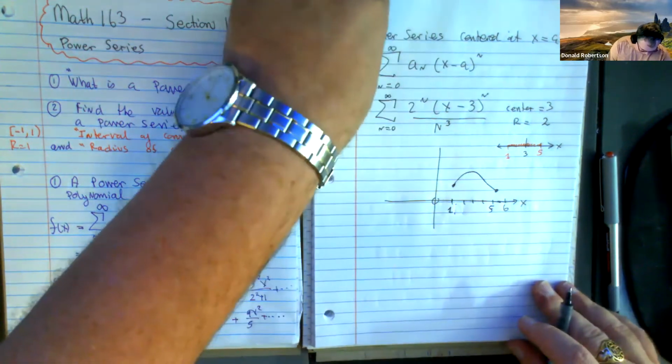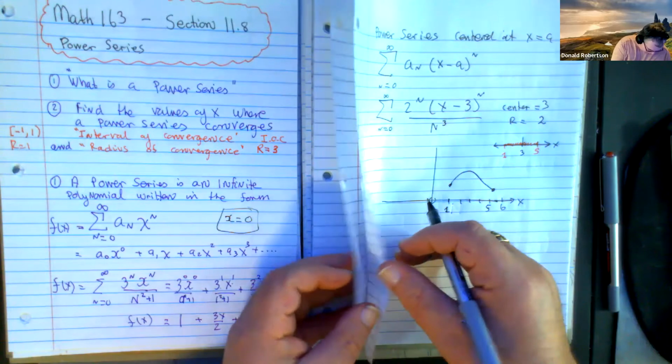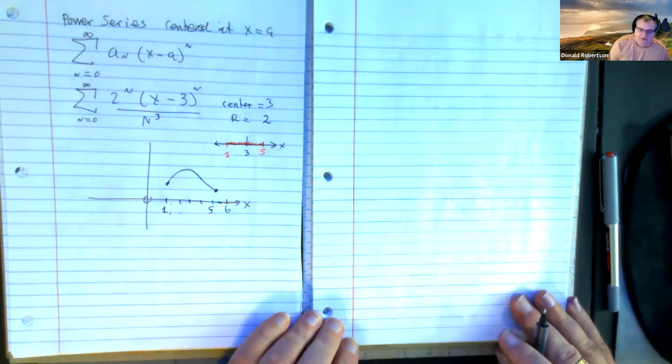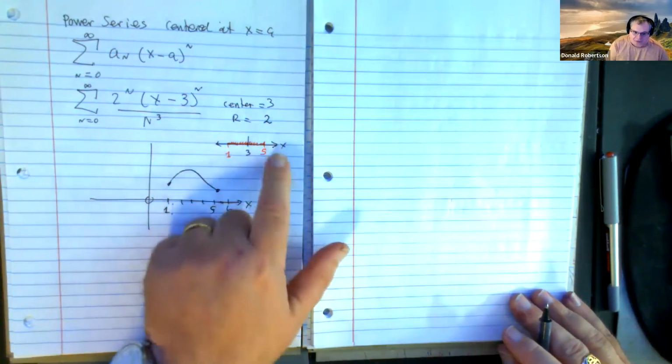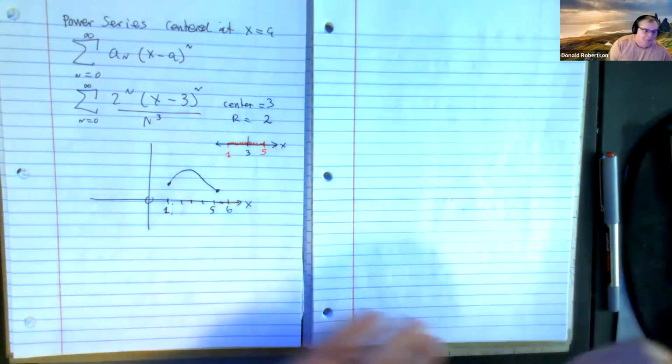So let's try this guy. And you're going to be asked the exact same questions. What's its interval and what's its radius of convergence? Now, I just made these numbers up, by the way, so we're actually going to find the real numbers.